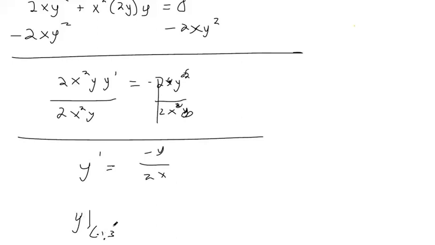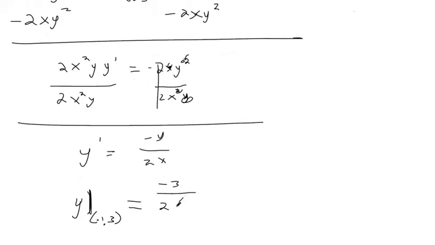So this is the shorthand notation I use. I use a vertical line, and then at the bottom right corner of it I put negative 1 comma 3, just to remind myself that this isn't the derivative of y, this is the derivative of y after I've plugged in the point.